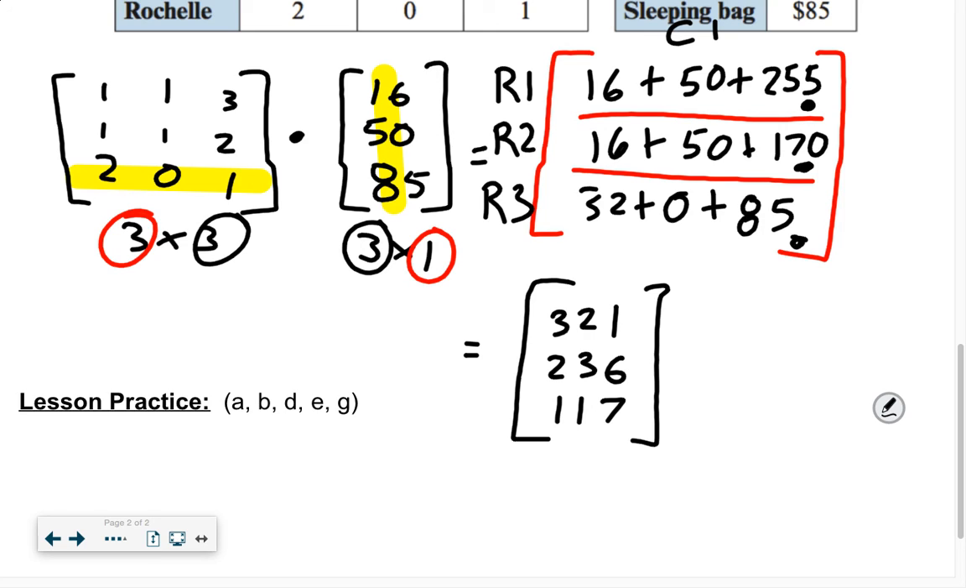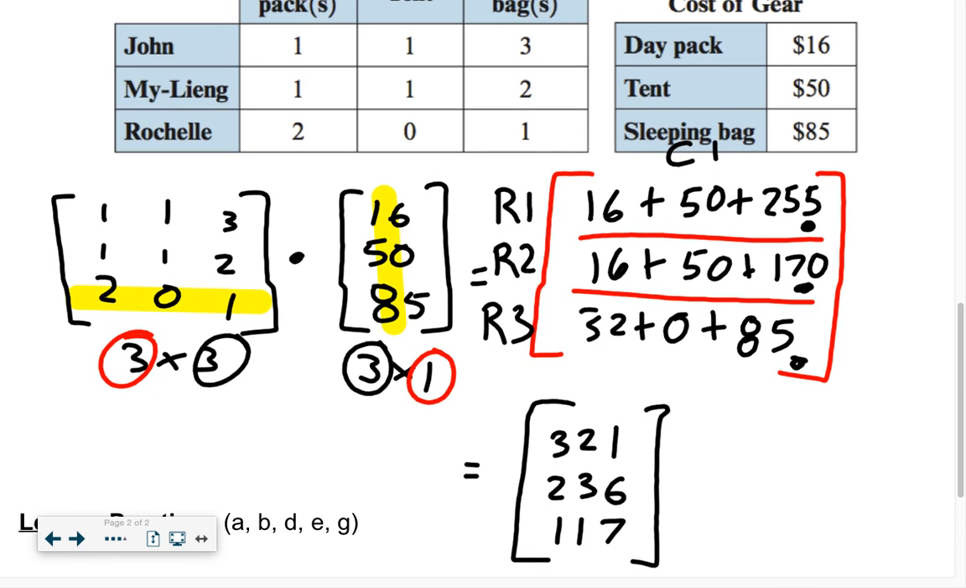So what do these numbers represent? Well, the cool thing about matrices is they hold their structure, or the organization of it. Notice when we set up our first matrix, it was John, Maylin, and then Rochelle. So the 321, that obviously goes with John. 236 is how much Maylin spent, and 117 is what Rochelle spent. Make sense? That's using matrix multiplication to come up with their totals.